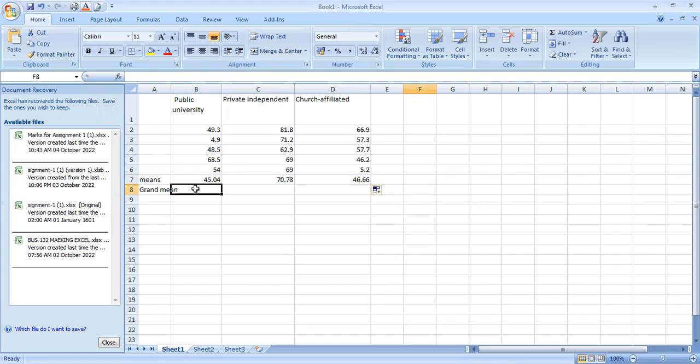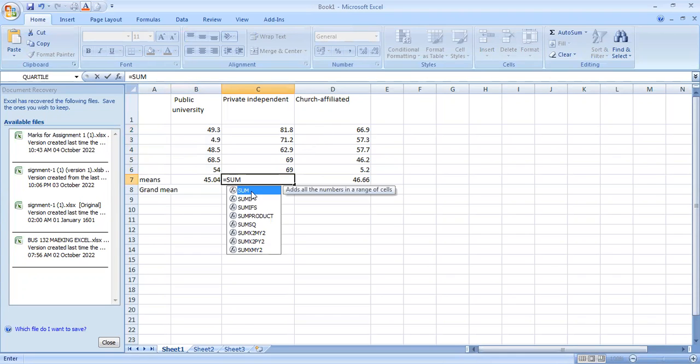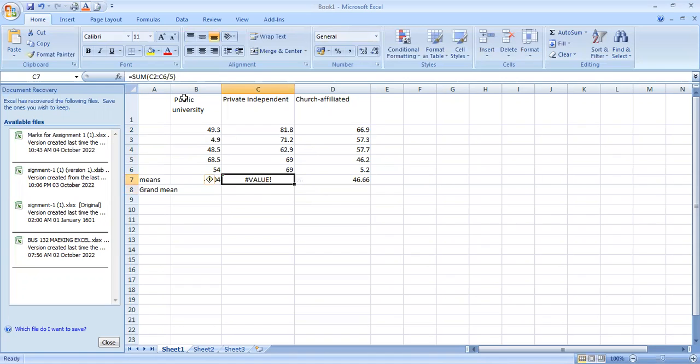Now the grand mean is the total. You can also calculate manually by just adding these numbers here and dividing by 1, 2, 3, 4, 5, and also adding all this, divide by 5, you find the same number. We can even try. Let's try for this one. It's gonna be equals sum. So I'm just gonna sum this whole thing, and divide by 5. It must give me the same value.